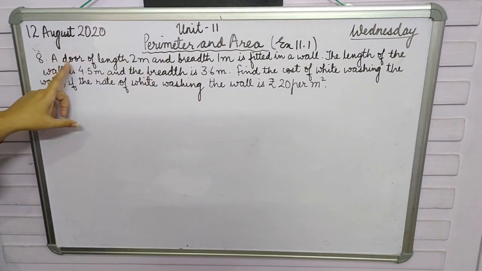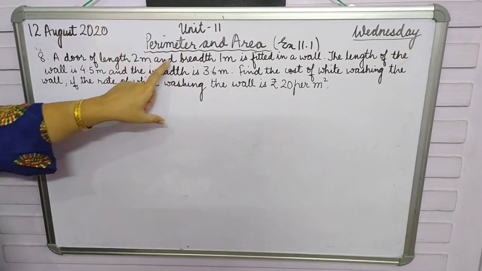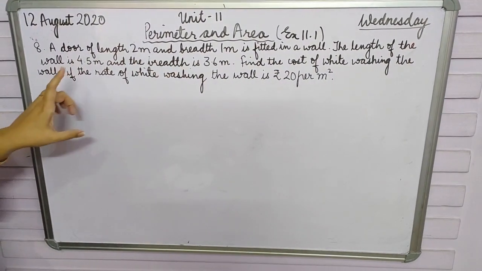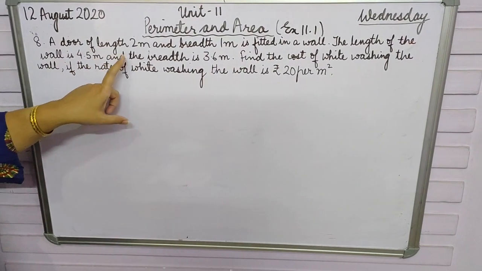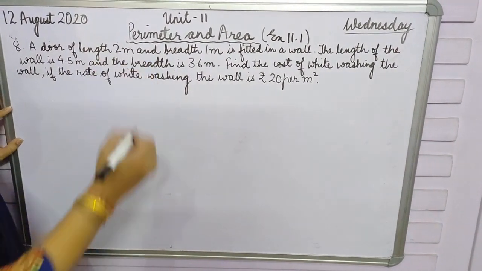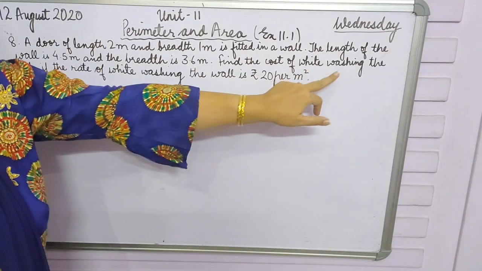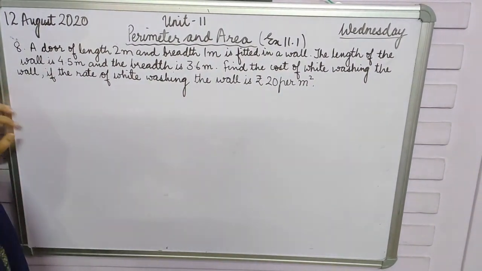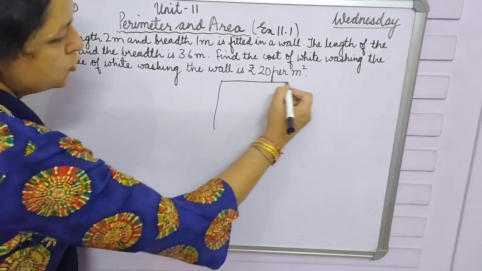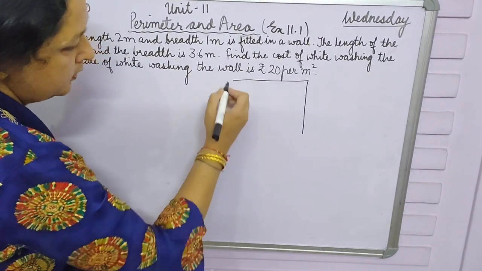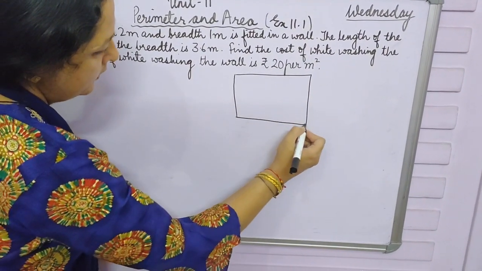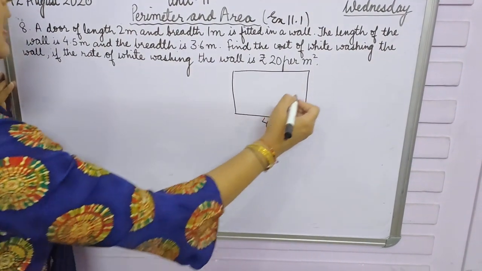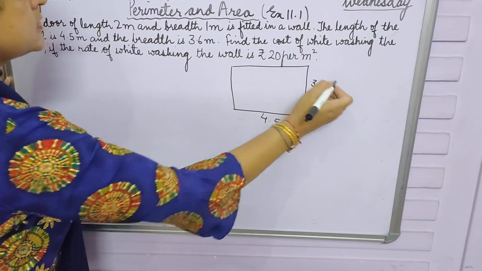Question number 8 is, a door of length 2 meters and breadth 1 meter is fitted in a wall. The length of the wall is 4.5 meters and the breadth is 3.6 meters. Find the cost of whitewashing the wall if the rate of whitewashing the wall is rupees 20 per meter square. Assume this to be the wall. We are given the length and breadth of the wall: the length is 4.5 meters and the breadth is 3.6 meters.